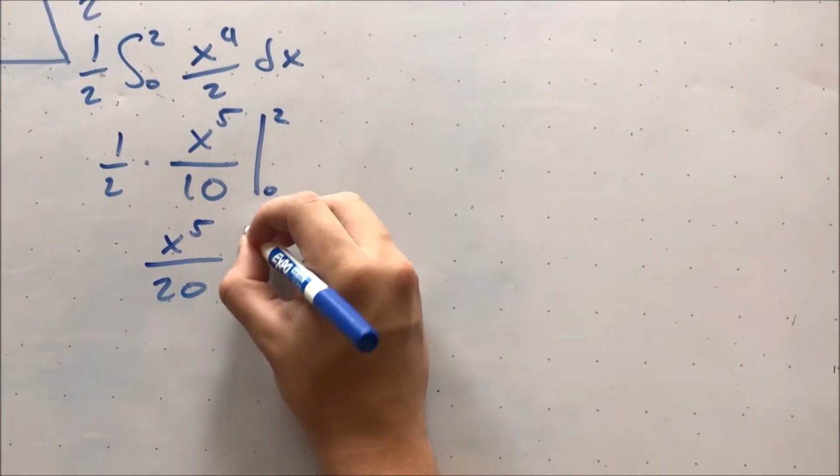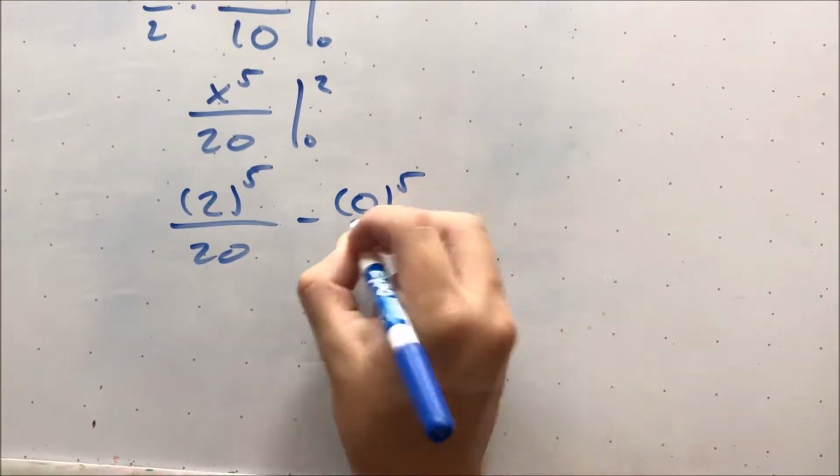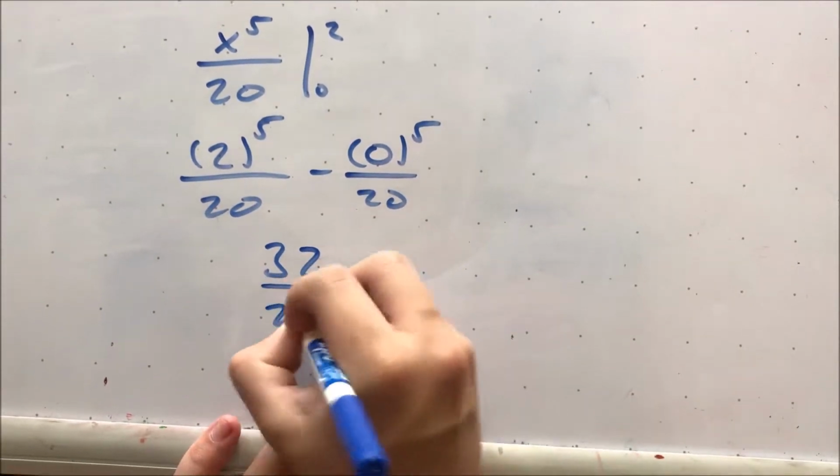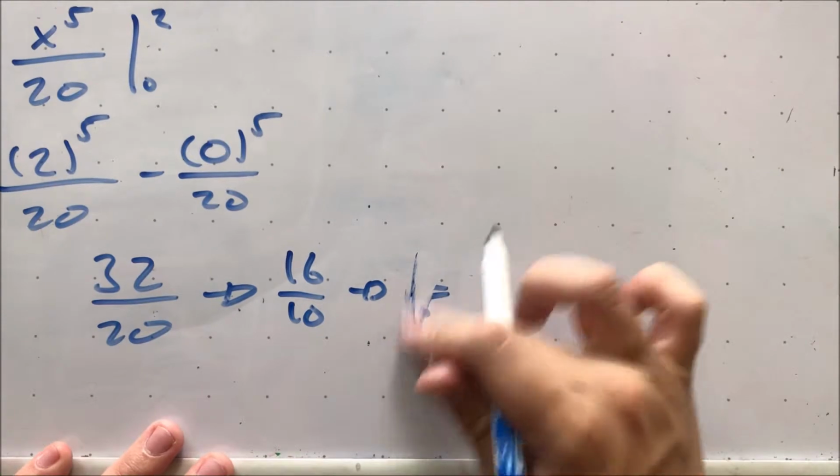Then you use the equation f of b minus f of a to give you 2 to the fifth over 20 minus 0 to the fifth over 20. Canceling that out, giving you 32 over 20, simplifying, giving you 8 over 5.